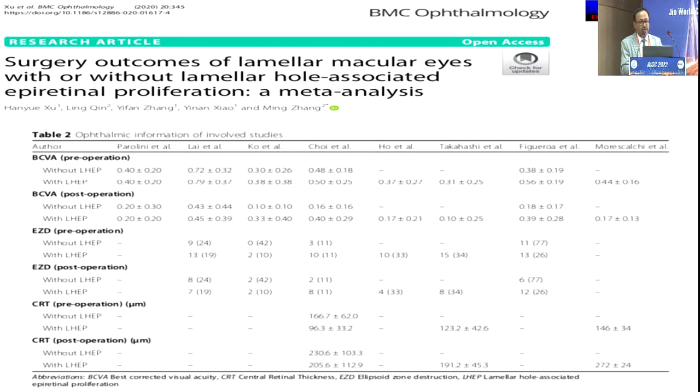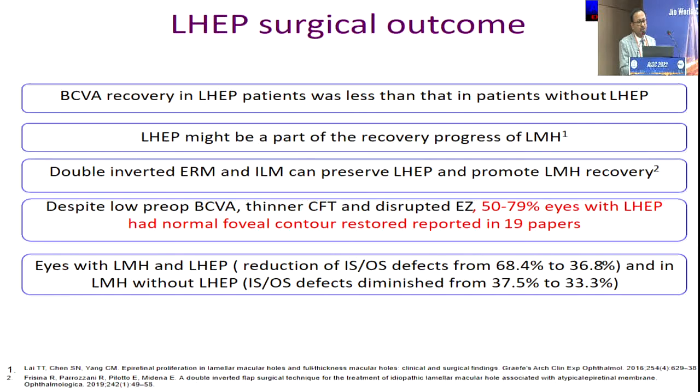These are a few meta-analyses. This is a meta-analysis comparing surgeries done without LHEP and with LHEP epiretinal membrane. And this was the apparent surgical outcome. BCVA recovery in LHEP patients was less compared to patients without LHEP. So this has to be kept in mind. LHEP might be a part of the recovery process of an LMH. Double inverted ERM as well as ILM flap can preserve LHEP and promote LMH recovery.